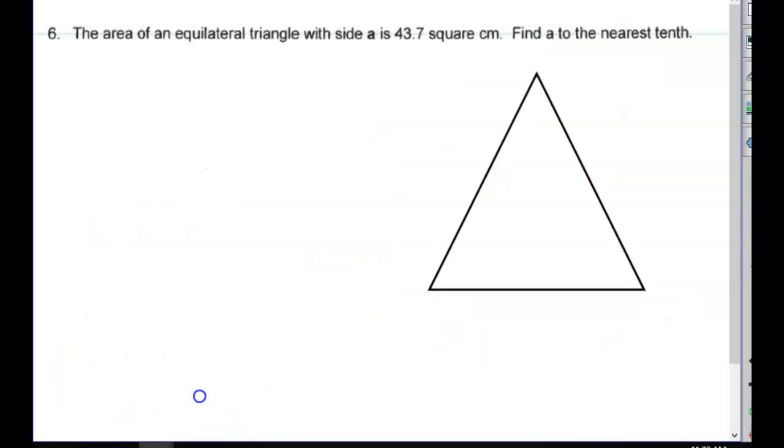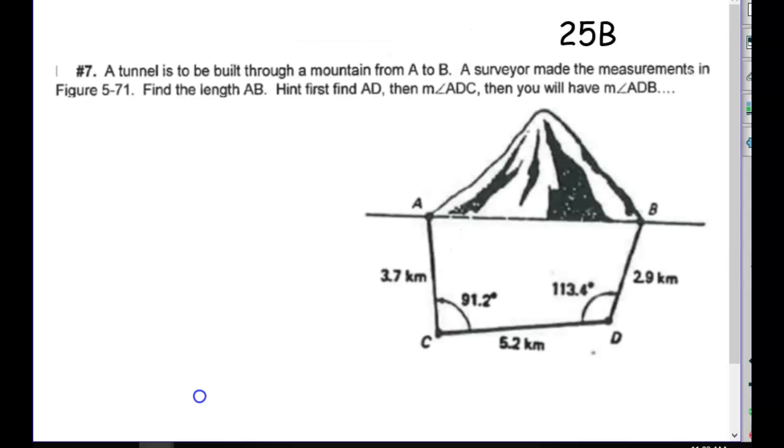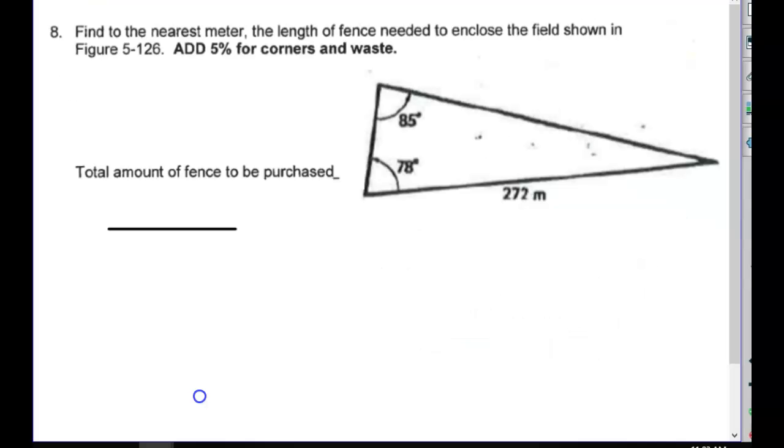6 is not assigned. 7 assigned or not assigned? Okay, this one does give you some hints and you would have to use 2 steps. 8 assigned or not assigned? Okay.